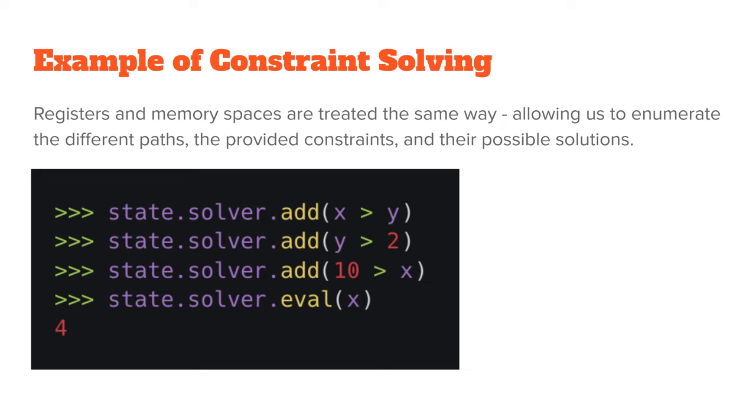And if that still doesn't make sense in traditional generic programming terms, you could say foo is greater than bar is greater than 2, and foo is less than 10. So what is foo? Foo is 4.